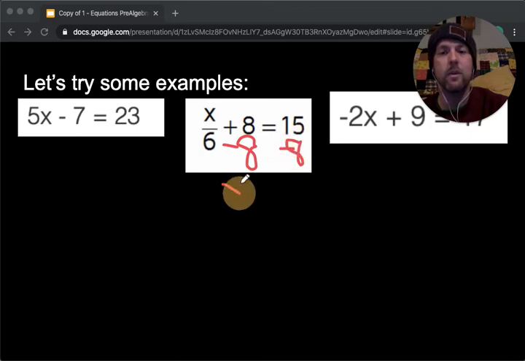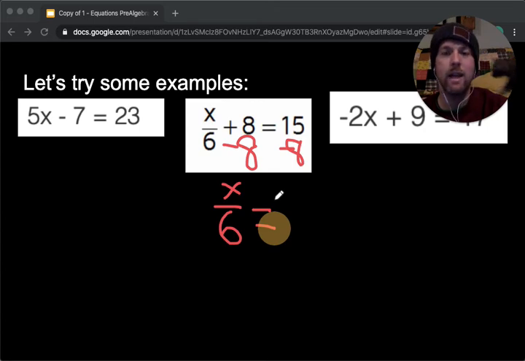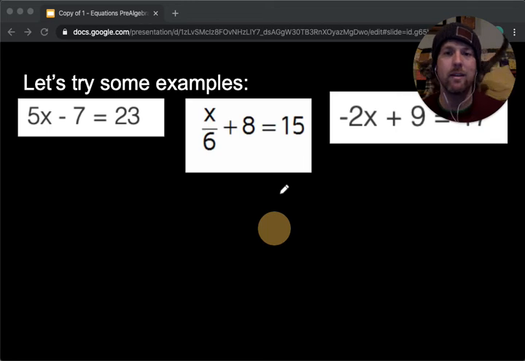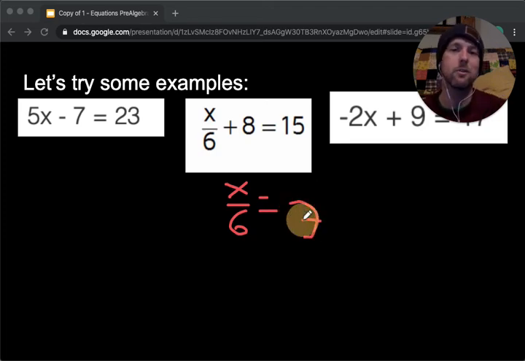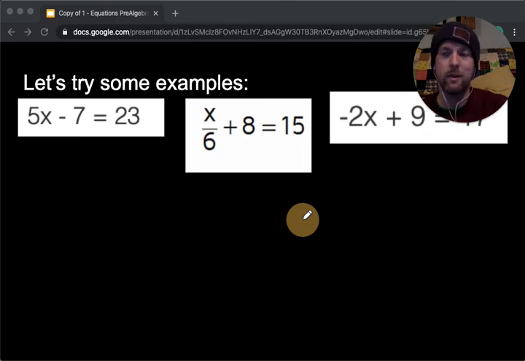So that leaves me with x over 6 equals 15 minus 8 equals what? Oh, hi, Lucy. 15 minus 8 equals 7. So I'm left with x over 6 equals 7. That's a really poor looking 7, but please excuse me, I'm trying to draw with just my finger on my little trackpad here. So, how do I get rid of that 6?